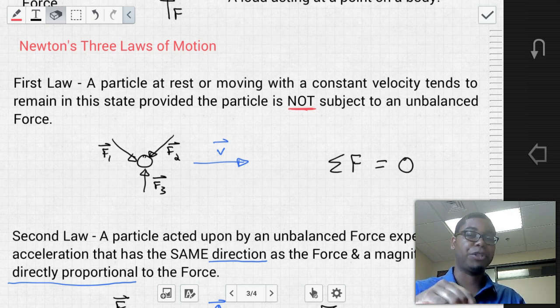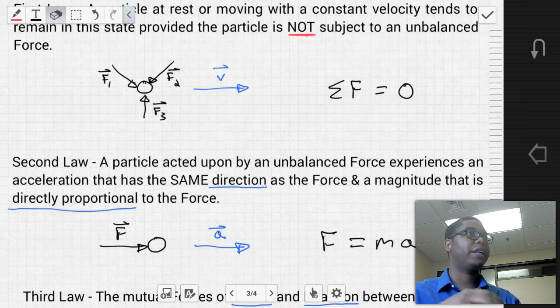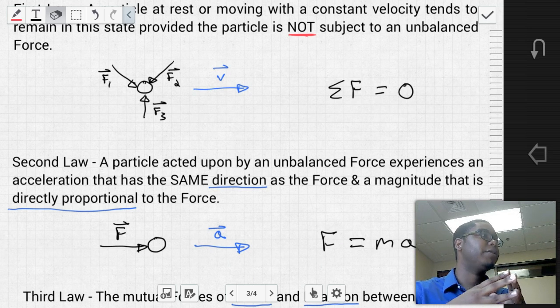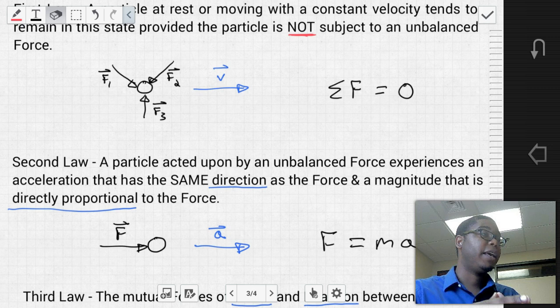This first law of motion is what we will be using in statics. Now let's go on to the second law of motion. The second law of motion states a particle acted upon by an unbalanced force experiences an acceleration that has the same direction as the force and a magnitude that is directly proportional to the force.